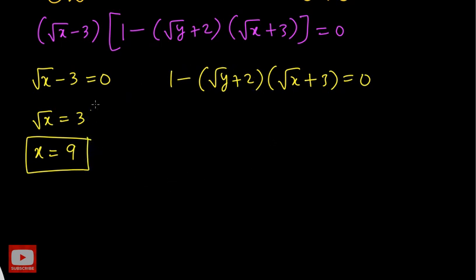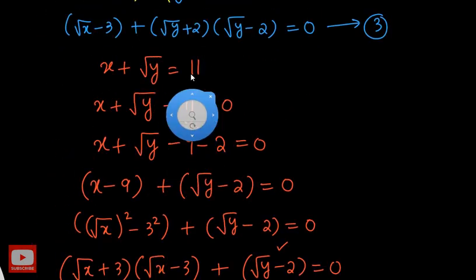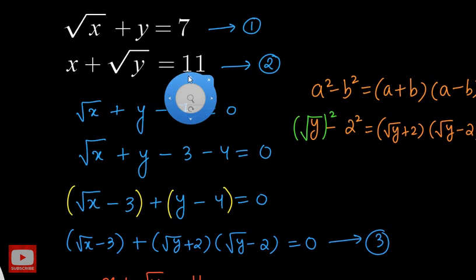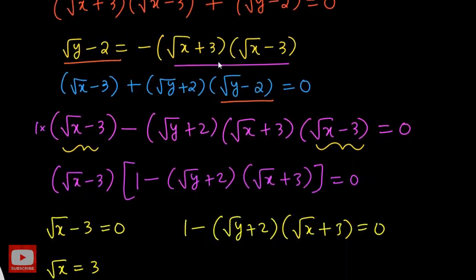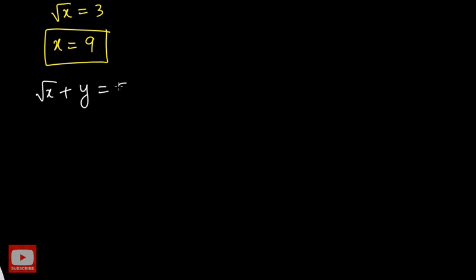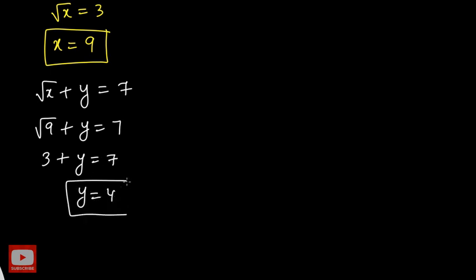Okay, and to get the y, you can use any of the other equations. We had two equations, right? That is, root x plus y is equal to 7 or x plus root y is equal to 11. Maybe to find out y, I will use this first equation, root x plus y is equal to 7. So let me bring it here. Substitute x as 9. So we have root 9 plus y is equal to 7. Root 9 is 3. 3 plus y is equal to 7. So we get y as 7 minus 3, which is 4. So we get the value of y also.